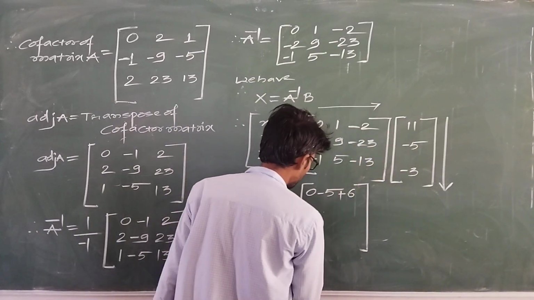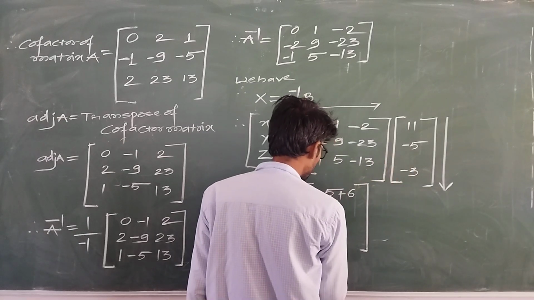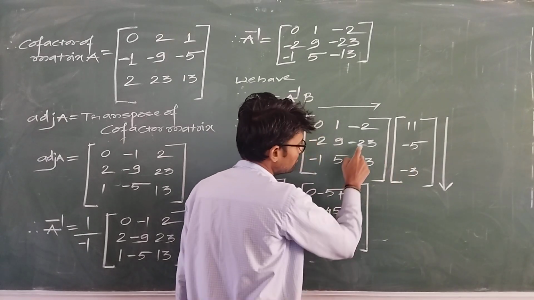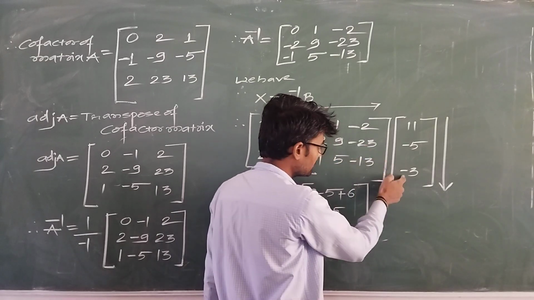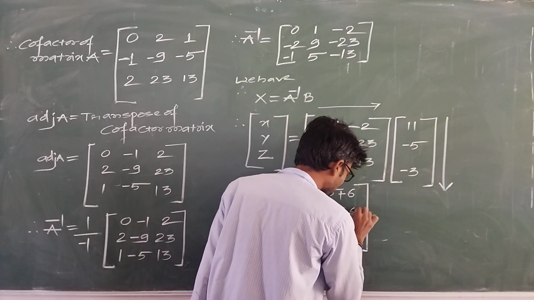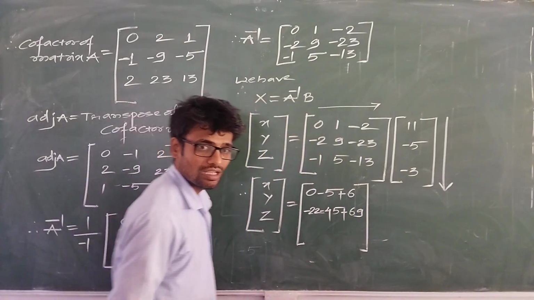Minus 2 into 11 is minus 22. 9 into minus 5 is minus 45. Minus 23 into minus 3. See, minus 23 into minus 3: minus into minus is plus, and 23 3s are 69. Remember the table.